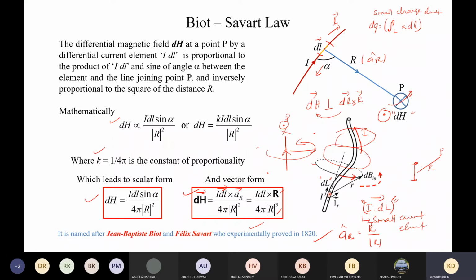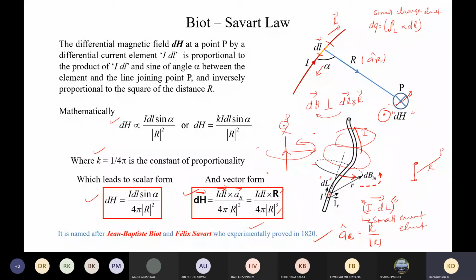When you compare this expression with the so-called Coulomb's law, you will see it is very similar, except for this epsilon naught, because here we are considering only the magnetic field, and epsilon naught will not come. In future, we will see that mu naught will come. That will be done with some other reference. So this is the so-called Biot-Savart law.